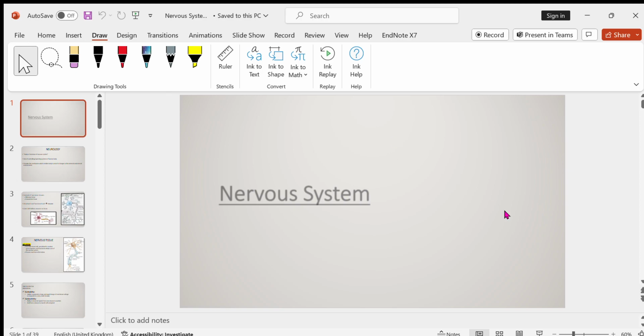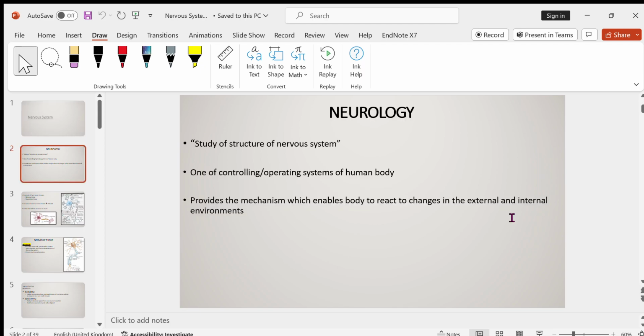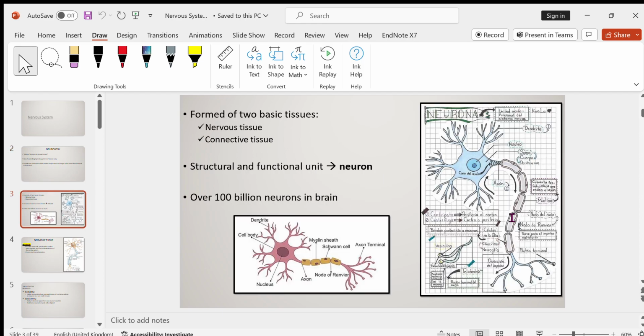So today's topic is the nervous system. Neurology is the study of the nervous system. The nervous system maintains homeostasis of the human body. The nervous system has two parts. It has two basic tissues. One is the nervous tissue and the other is the connective tissue.